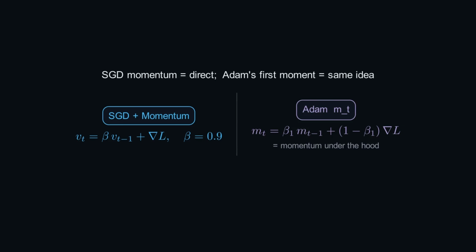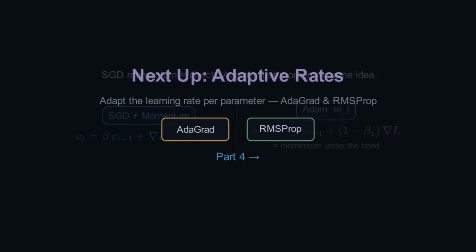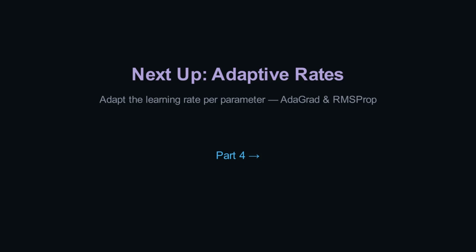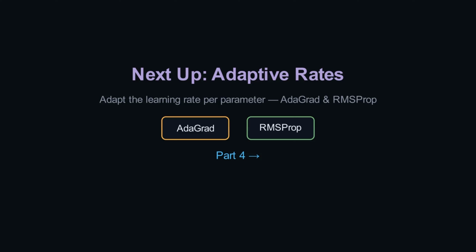SGD with momentum uses it directly, with the same beta 0.9 default, and Adam's first moment estimate is exactly a momentum term under the hood. Coming up next, we adapt the learning rate for each parameter individually. The story of AdaGrad and RMSProp.